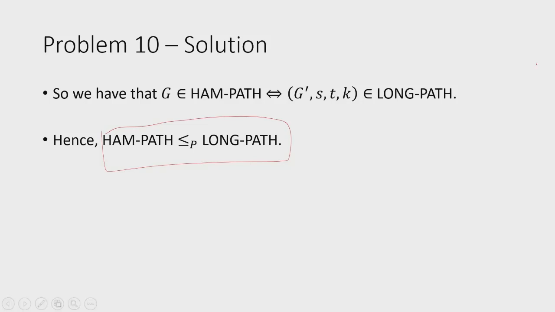So we have shown that long path is NP hard, and therefore it's not known to be in P, because we don't know if P is equal to NP. Yeah, this is a very interesting and intuitive problem, and it clarifies the idea of NP hard as well.